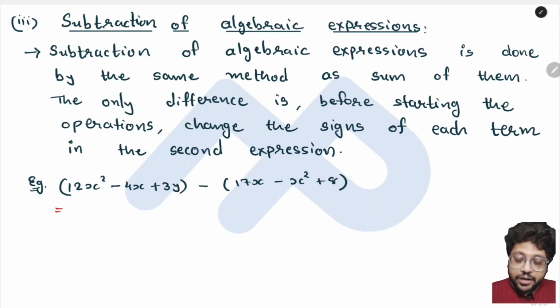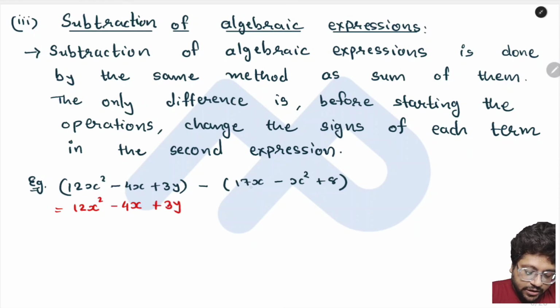If no sign is given, it is considered as a positive sign, so don't change the sign of the terms which are there in the first bracket. Just open the bracket as it is, so 12x square minus 4x plus 3y. Now this 17x minus x square plus 8, that is the second algebraic expression, but there is a negative sign before that. So while opening the bracket, you will change the sign of each term.